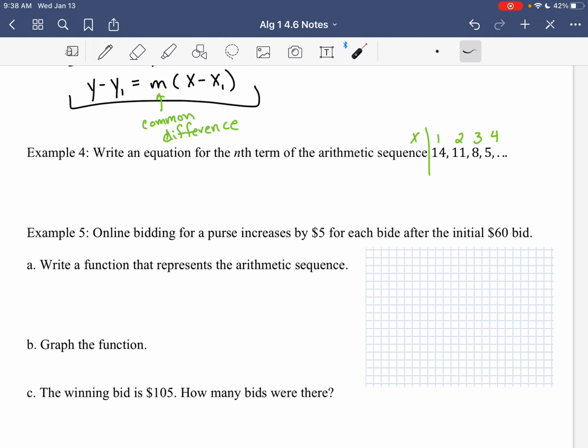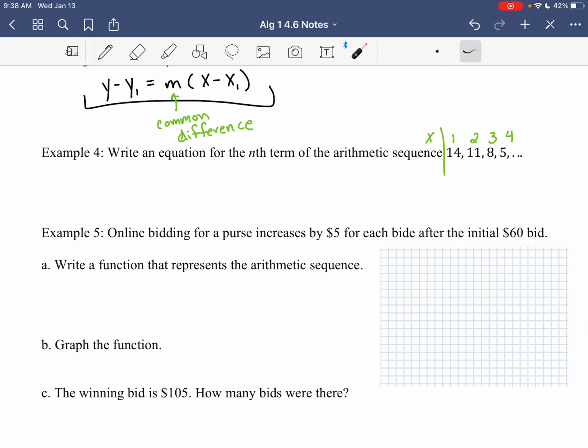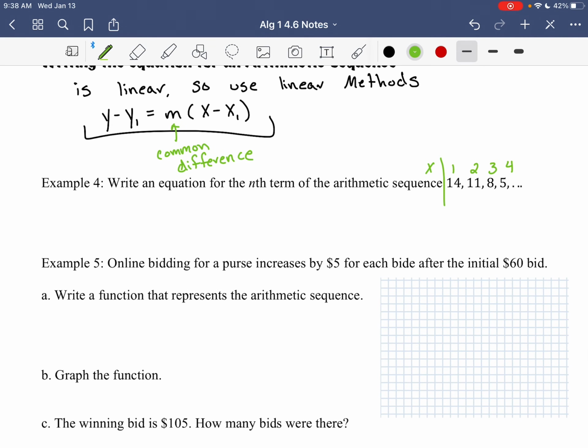And so then I can come up with that common difference. Well, that difference is the slope, and slope is change in y over change in x. My change in y to go from 14 to 11 is going down 3 each time. Down 3, down 3. But my change in x is going up by 1 each time. So my slope is -3 in this case.